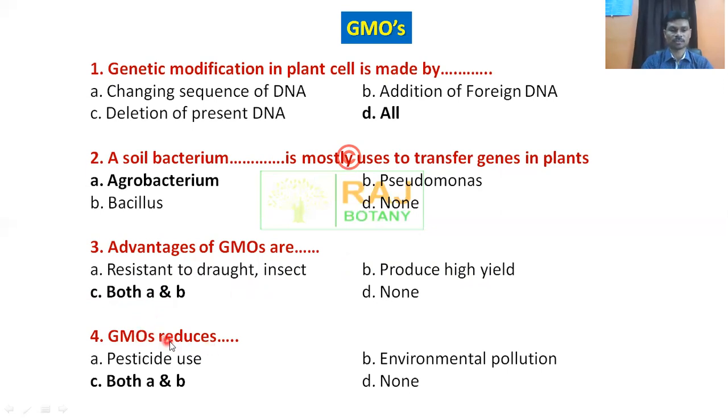GMOs, genetically modified organisms, reduce pesticide use. Why? Because they achieve the capacity of disease resistance, therefore minimizing the use of pesticides. Then environmental pollution. If you apply more and more pesticide, that causes air pollution. If the droplets of that pesticide fall onto the soil, that also causes soil pollution. Therefore, in all ways, GMOs reduce pesticide use and also environmental pollution. Both A and B options are correct.